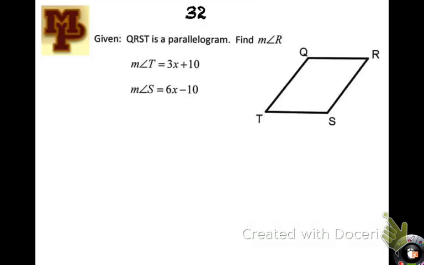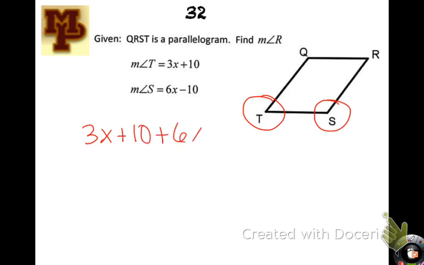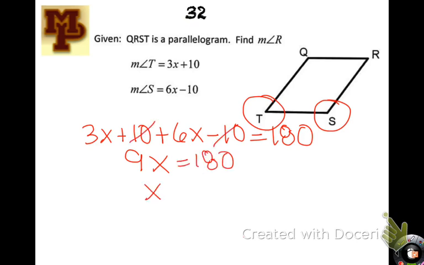Okay, this is given as a parallelogram. So angle T and angle S are given. It looks like these two are the ones that are given, so they are right next to each other. So they're not congruent, they're supplementary. So 3x plus 10 plus 6x minus 10 is equal to 180. And that means 9x, since 10 minus 10 is gone, equals 180. So x looks like it's 20.